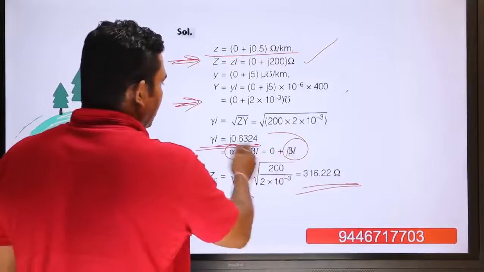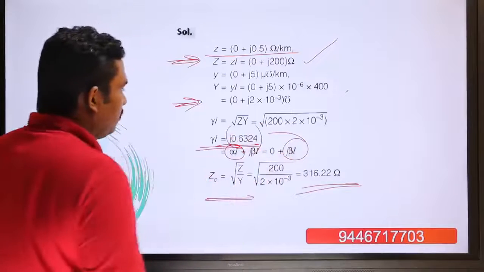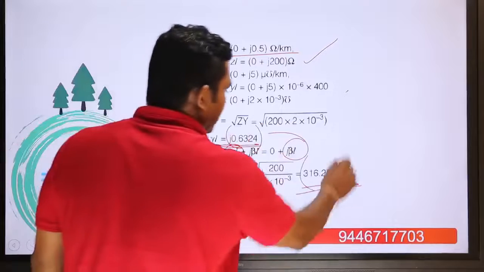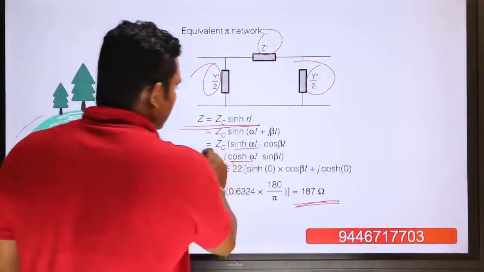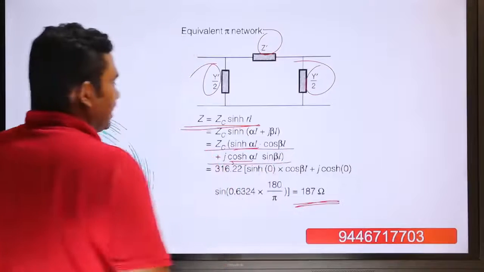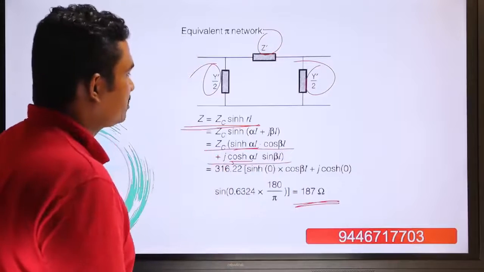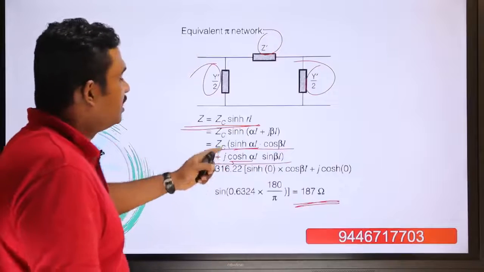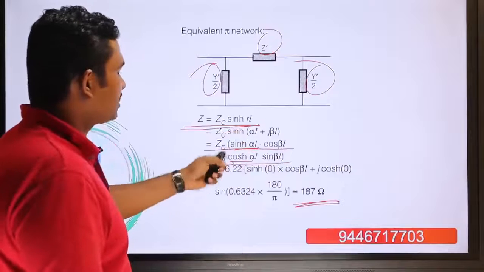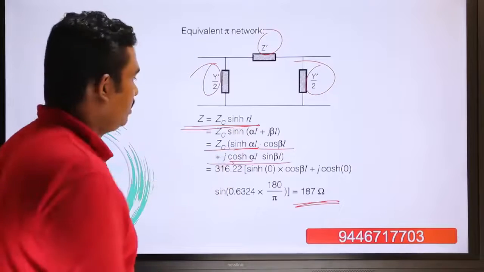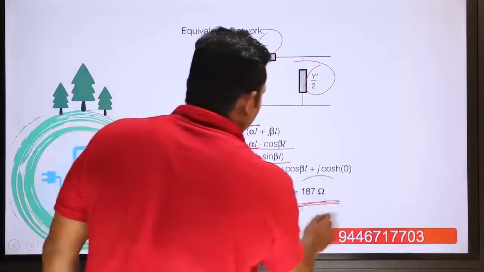And what is jβL? jβL is equal to this value. And ZC is also obtained as 316.22. So you will have to substitute all these values into this expression of ZC sinh(γL), which is ZC sinh(αL) cos(βL) plus j cosh(αL) sin(βL). So the answer is obtained as 187 ohm.